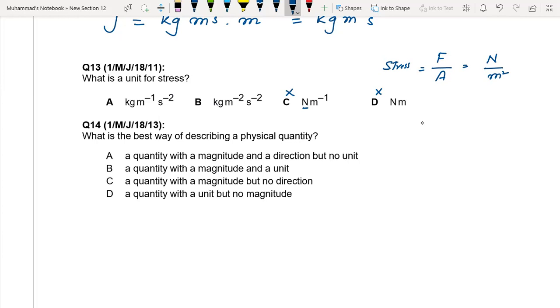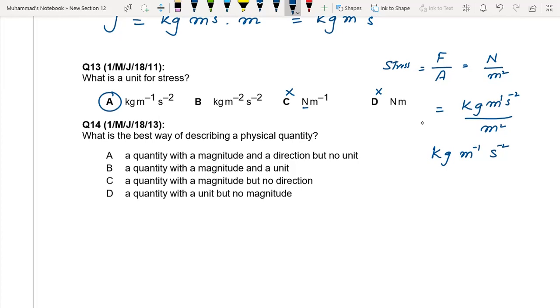So what you have to do is put the SI base units of Newton. You already know that force is mass times acceleration. So it is kg m s^-2 divided by meter square. So that is kg m^-1, and the s^-2 goes up, that is 1 minus 2, so that will make it minus 1 and s^-2. So this is kg m^-1 s^-2. So for question 13, option A is correct.